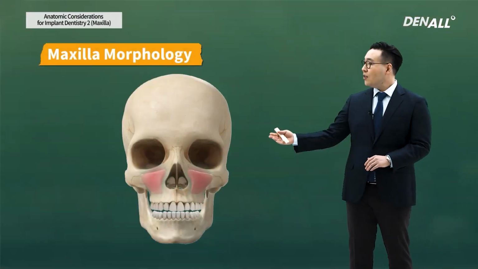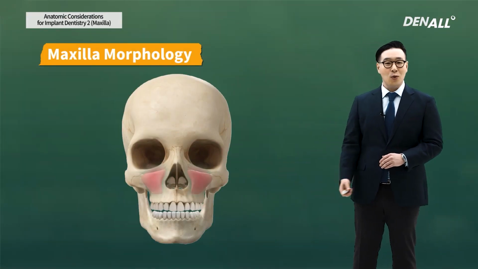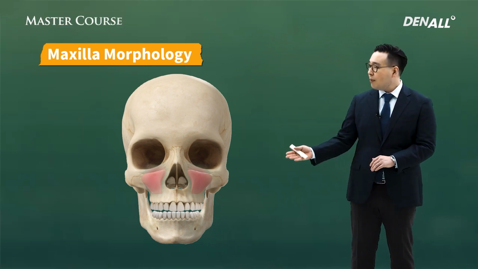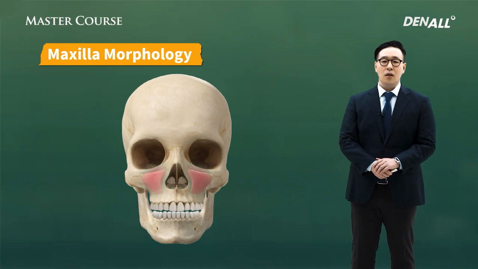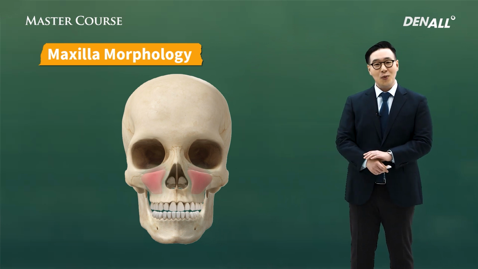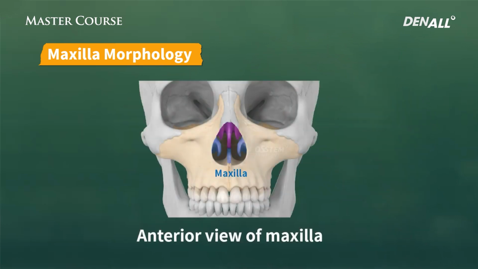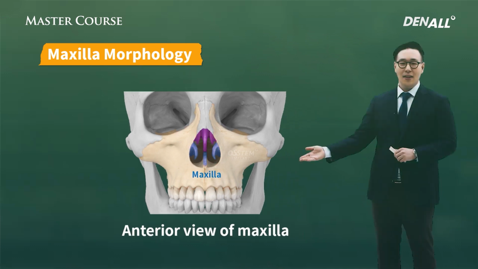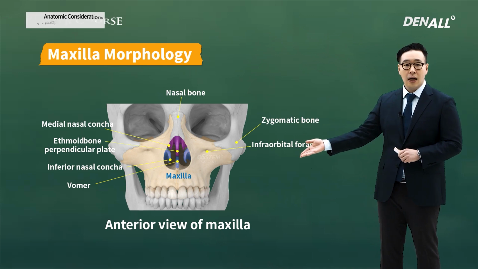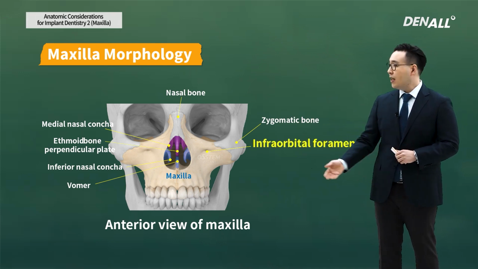First, about the maxillar morphology. Now, this is the anterior view, and you see the maxilla and other related bones that are very complexly related. And it's very well drawn morphology. Now, the beige colored area is the maxillar bone area. And from the nasal cavities and also under the eyes, infraorbital foramen exist.